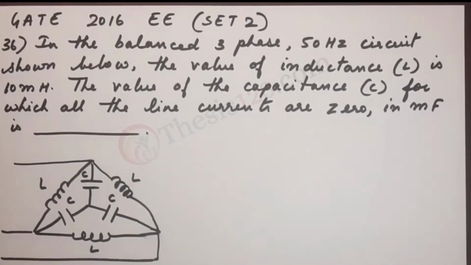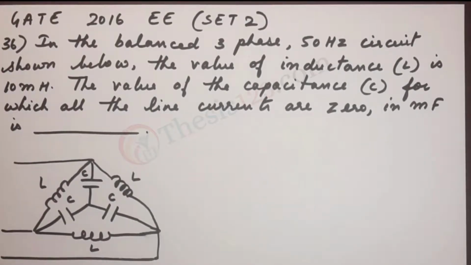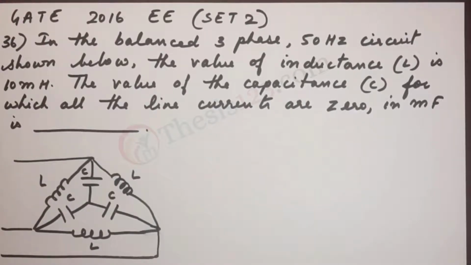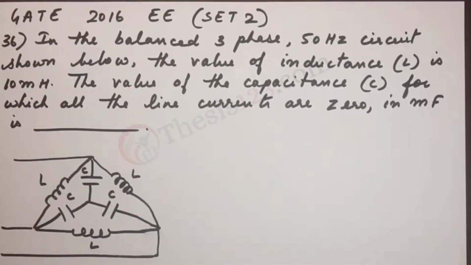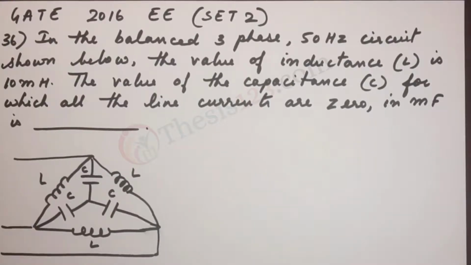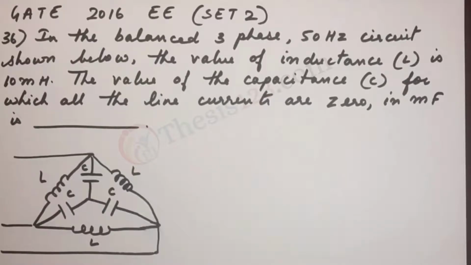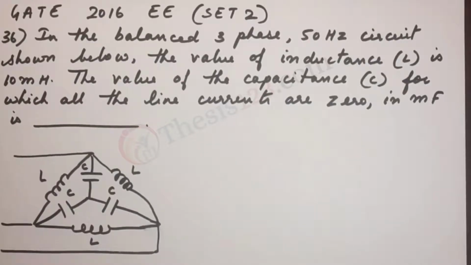Here's the next question, number 36. In the balanced three-phase 50 Hz circuit shown below, the value of inductance L is 10 millihenry. The value of capacitance C, for which all the line currents are 0, in millifarad is dash.